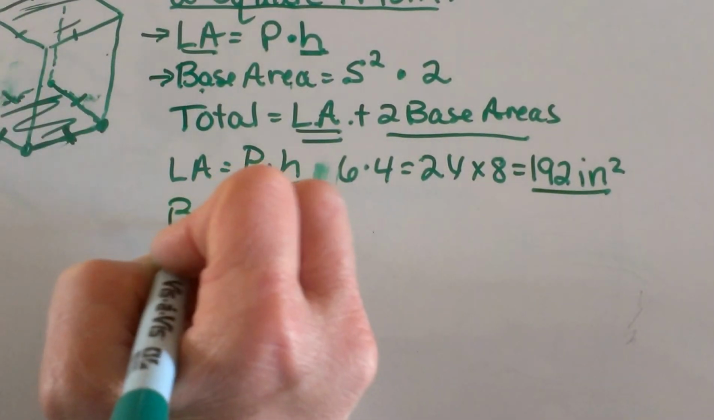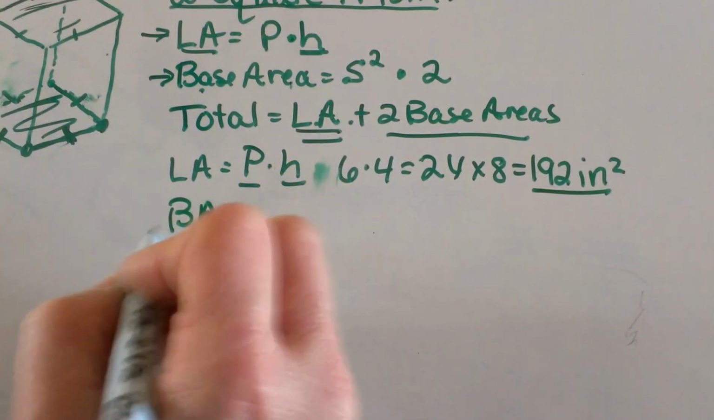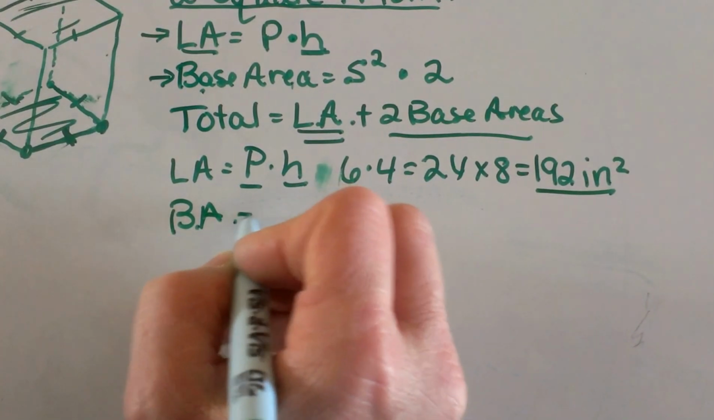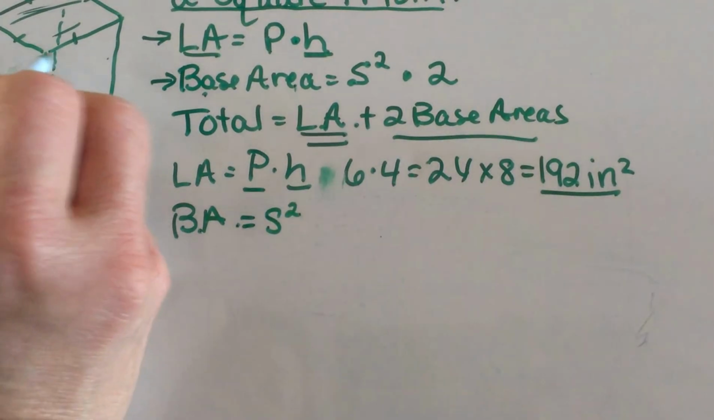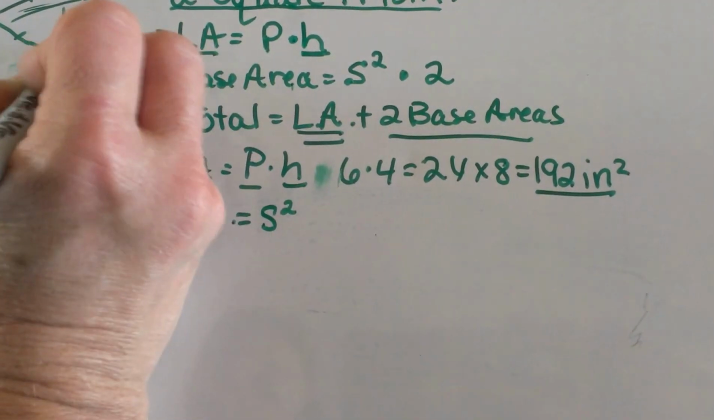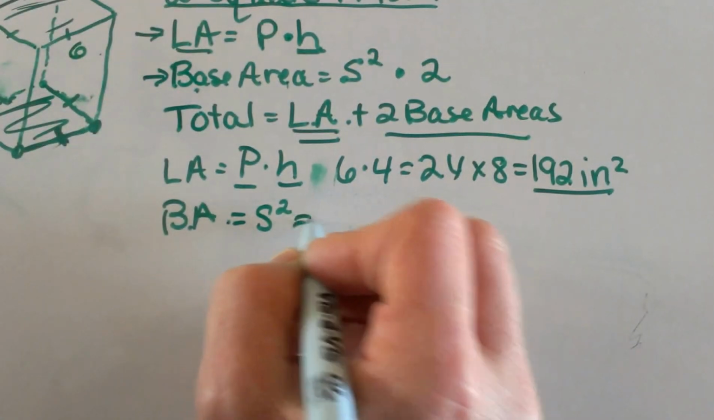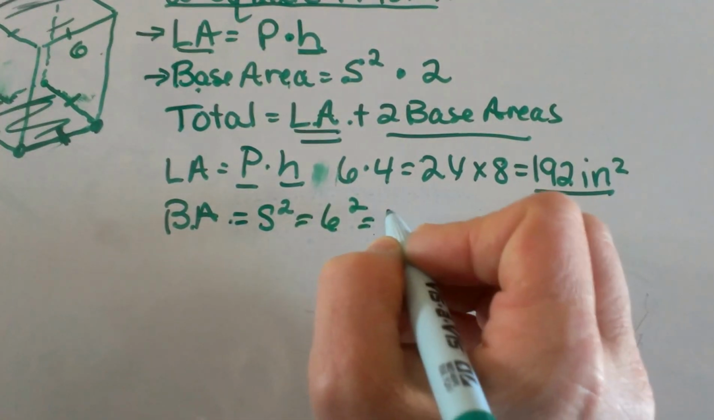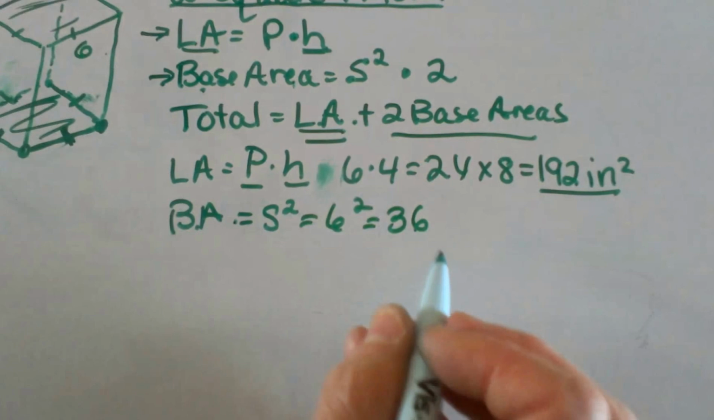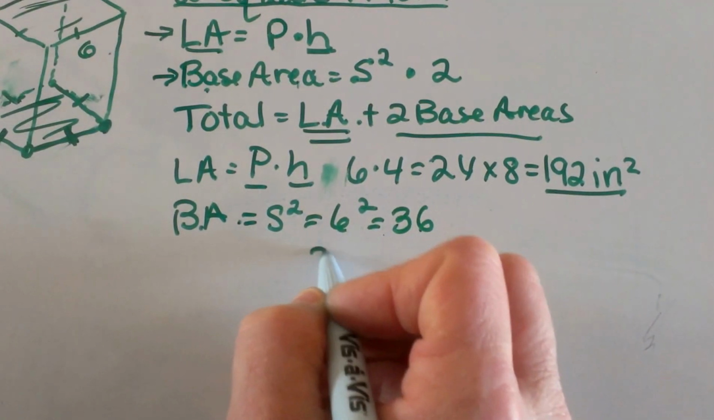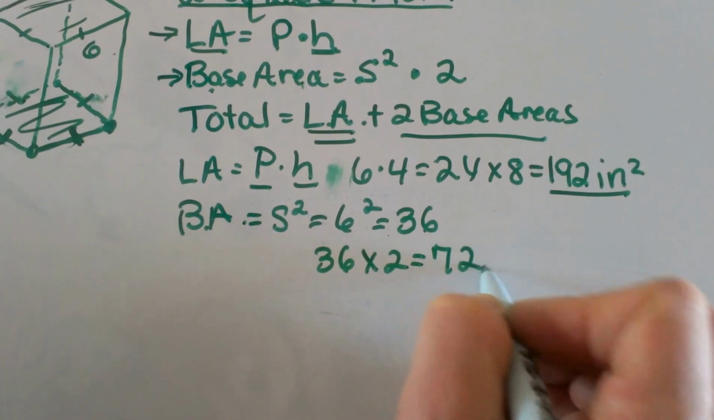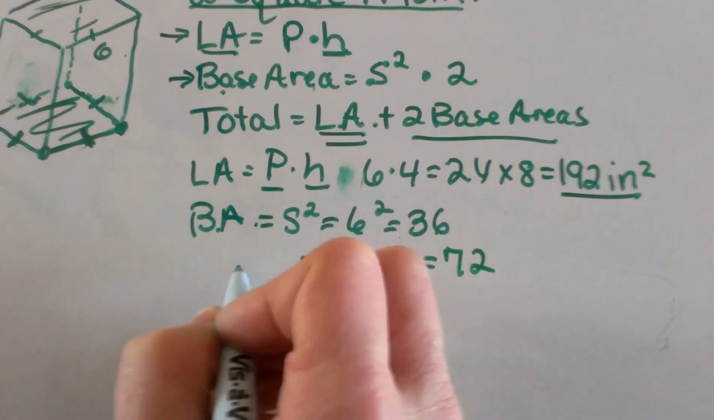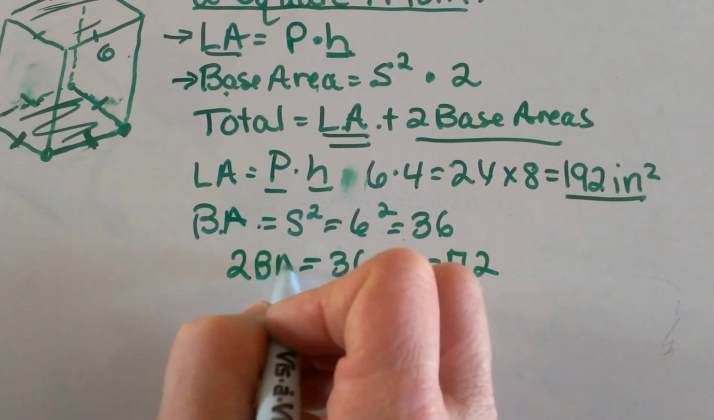Now let's look at the base area. I'm going to abbreviate that as BA for base area. And our base is a square, so it's very simply side squared. Well, the side of the base up here, all 4 sides, are 6. So I'm just going to take 6 and square it, and I get 36. Now don't forget we have 2 bases. So I've got to take that 36 and I've got to double it to 72 to account for both of the bases. So that accounts for 2 base areas.